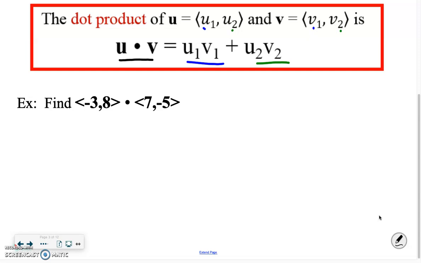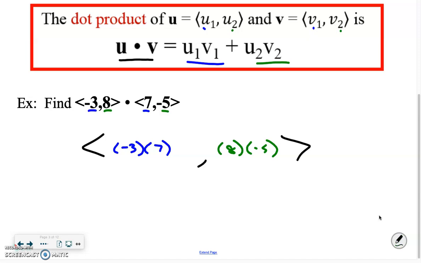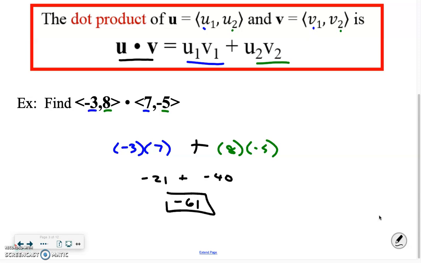So if I wanted to find -3, 8 dot 7, -5, remember what that means is that I'm going to multiply my horizontal components together. So again, we're going to go -3 times 7. I'm going to multiply the vertical components together, taking 8 times -5. So what do we obtain? I do not know why I drew that in component form, because we're going to add them together. All right. What do I get when we multiply -3 times 7? And 8 times -5, we get -40. Find the sum, we end up with -61.